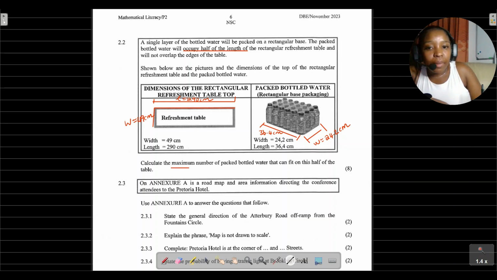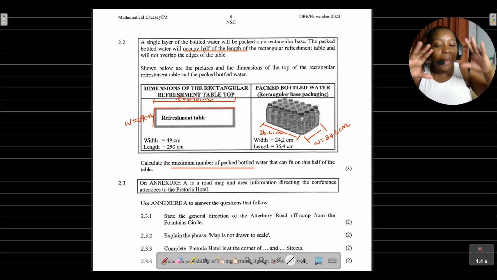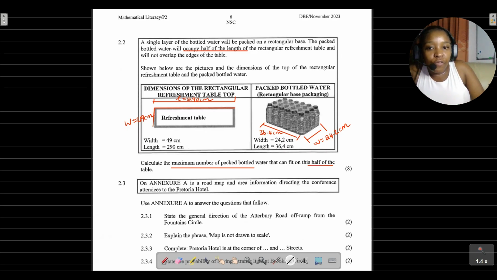What's the maximum number of packed water bottles? How many packed water bottles can we actually fit on this half table? Remember, we are told that these bottles will only occupy half of the length. So if they're only going to occupy half of the length, what does that mean?